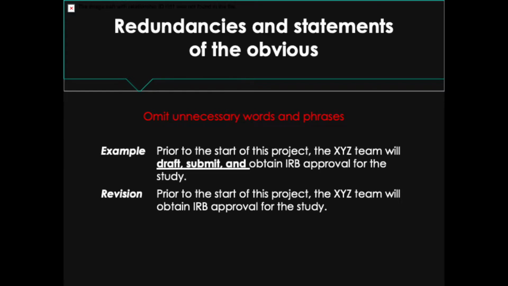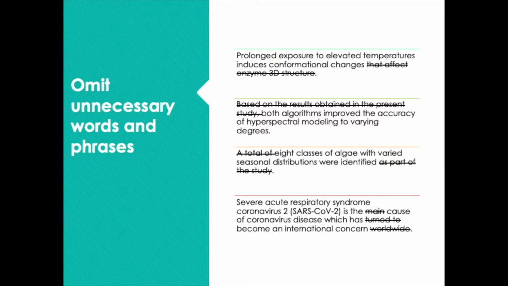And you might say it's only 3 words, but 3 words per sentence over a lot of sentences over a manuscript or a grant proposal adds up to quite a few words. And it can mean the difference between a paragraph of 12 lines or a paragraph of 11 lines. Some other examples of unnecessary words or phrases. Prolonged exposure to elevated temperatures induces conformational changes that affect enzyme 3D structure. That's redundant because conformational changes by definition are changes that affect enzyme 3D structure. So we don't need that phrase.